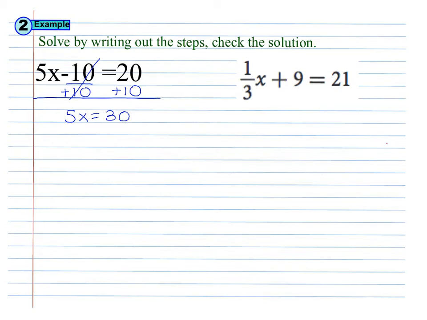I need to get rid of that 5 times x, and the opposite of multiplication is division. So I divide both sides by 5. And you get that x is 6. That is our answer for this one.